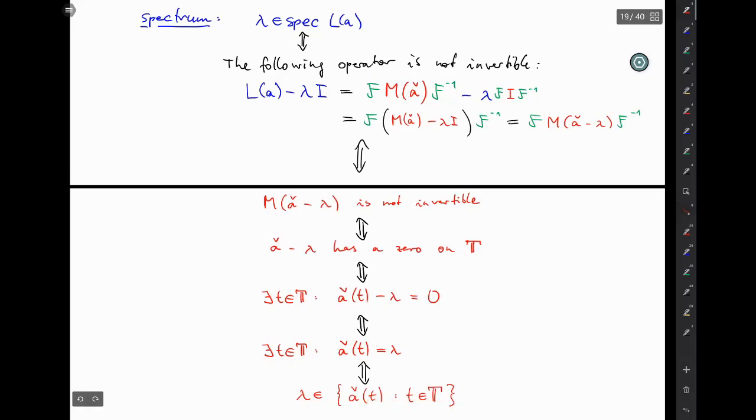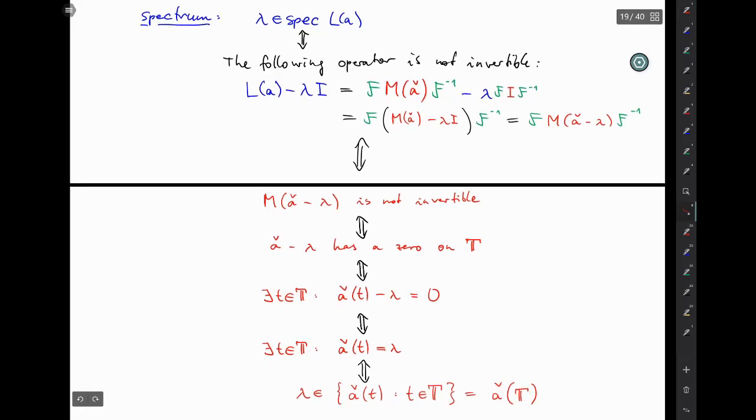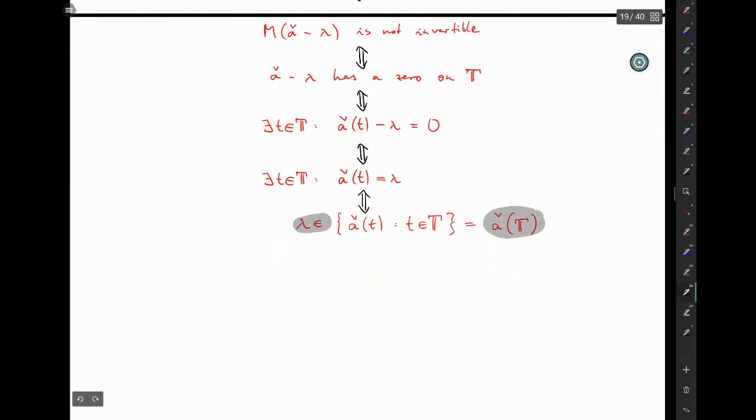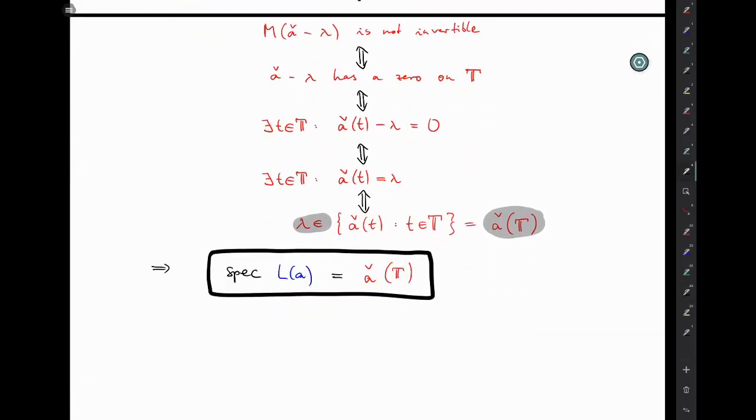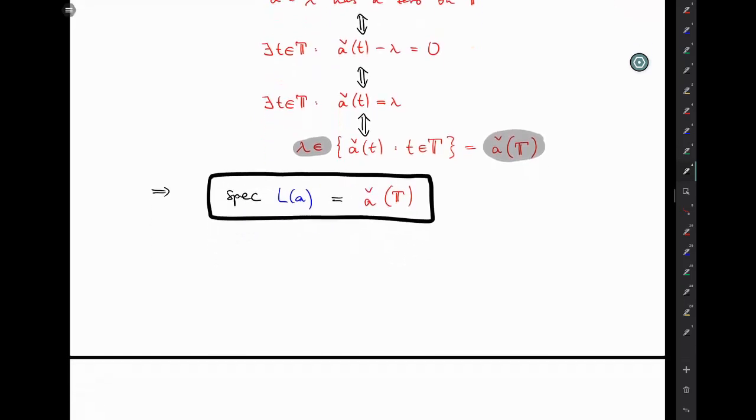But of course, this here is just the image or the range of the function a upside down hat as a function over the unit circle. Or you could just say the image of the function applied to the whole unit circle. Okay, I think we can all agree that we are finished now because we said that lambda is in the spectrum if and only if lambda is in that set here. So that set must be the spectrum. Excellent. And I mean, that sounds like a result that we could try on our examples.